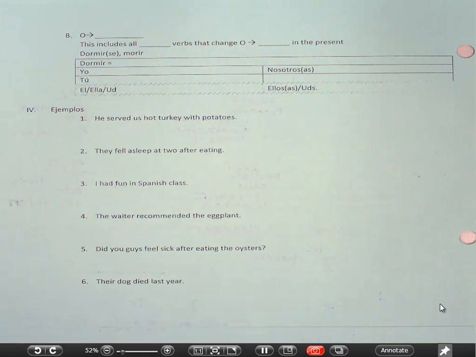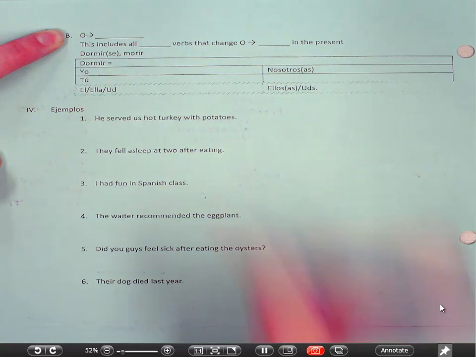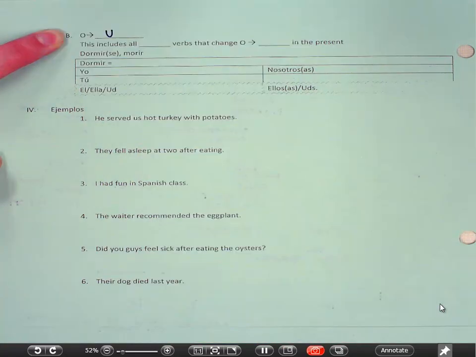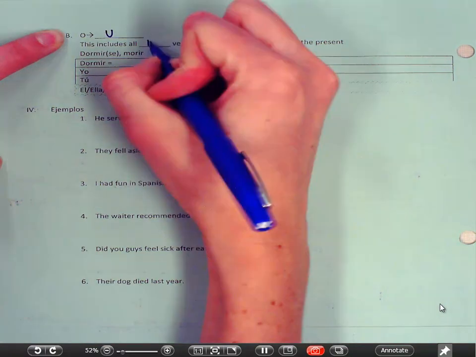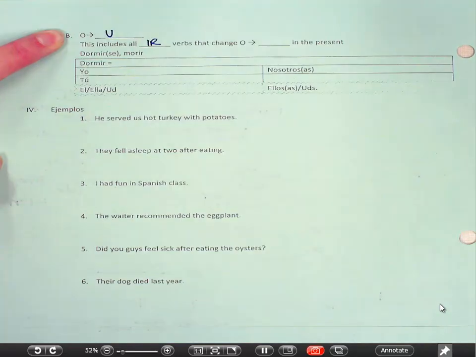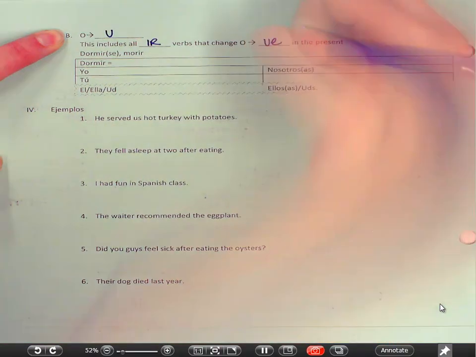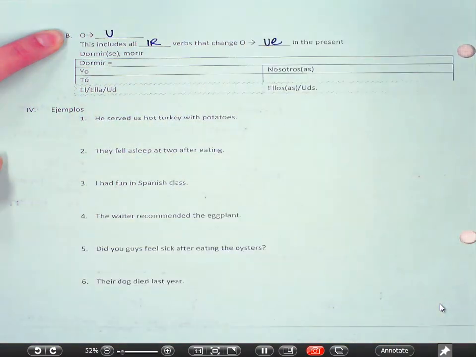The other kind of stem changer that we had in the present was O to UE. In the past tense, it's going to simplify from O to UE down to just O to U. So this includes all IR verbs that change from O to UE in the present. We don't have a lot of them in our vocabulary yet, but dormir and morir.